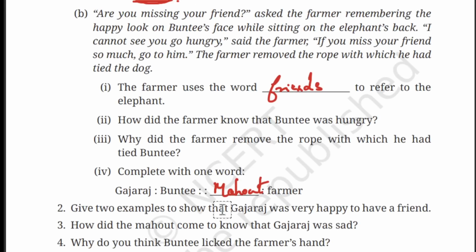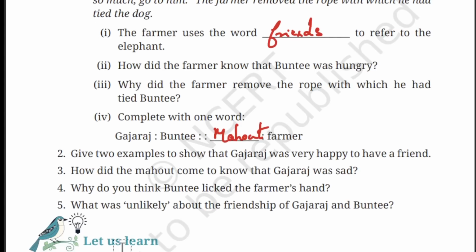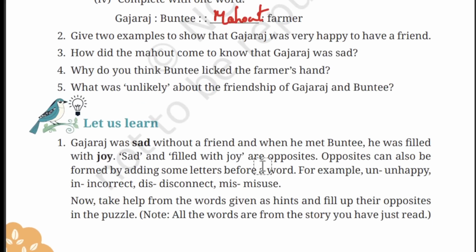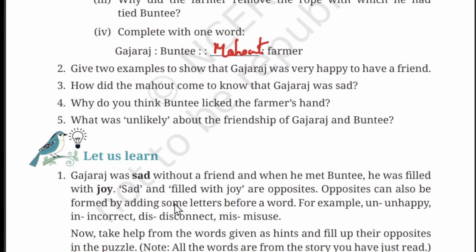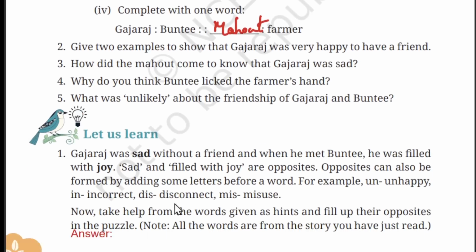Give two examples to show Gajaraja was very happy to have a friend. Next question. How did the Mahout come to know that Gajaraja was sad? Why do you think Bunty licked the farmer's hand? What was unlikely about the friendship of Gajaraja and Bunty? Okay, let me write the answer for all these questions now. Okay, first question. Give two examples to show that Gajaraja was very happy to have a friend.